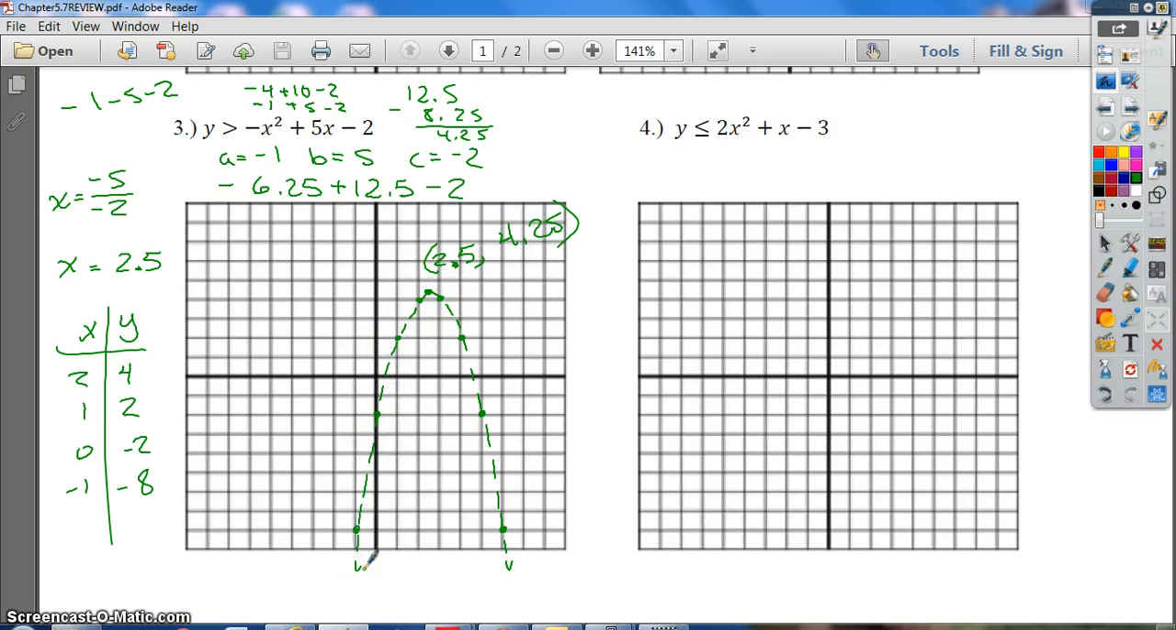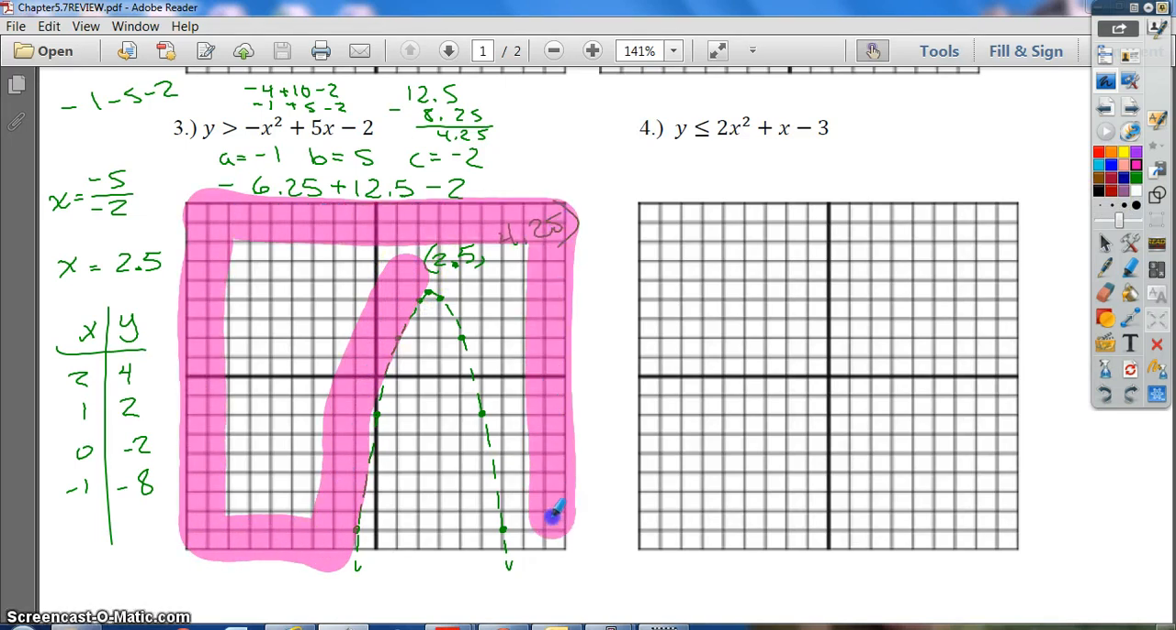Okay. And let's see here, what do we have? Greater than? So if I'm greater than this point, I'm going to be up here. So when I go to do my shading, I'm going to be above this line, greater than. Okay? And now I can go quickly because I don't have to do so. There's your graph for 3. Okay. All right, moving along.